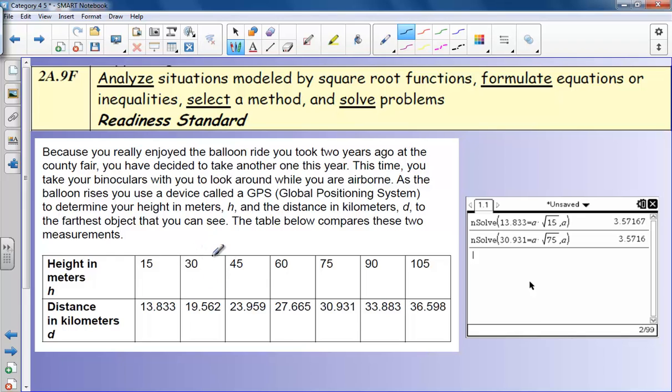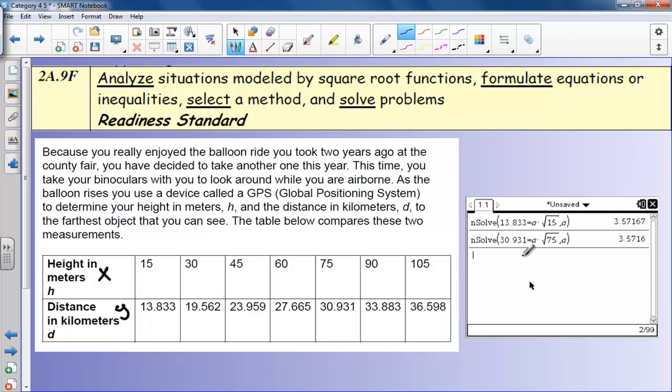I'm not really sure how to predict how this is going to show up. But here's our situation. We took a balloon ride and we're given this data from our balloon ride. So the height in meters and the distance in kilometers. And so this table is going to be set up horizontally, but the same way as we normally would. The column you see first is x, the column you see second is y. So your height is your x values, your distance are your y values.